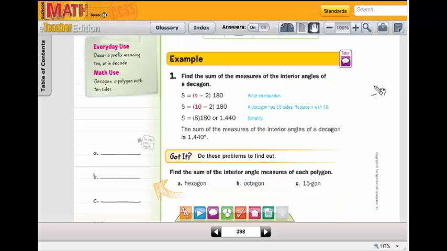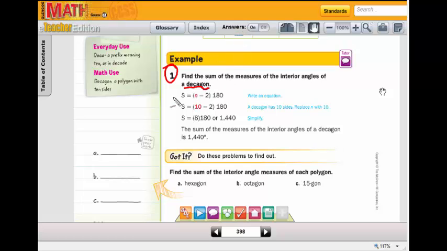So let's take a look at a sample problem here. Problem number 1. It asks us to find the sum of the measures of the interior angles of a decagon. Now, if you don't know this, you could easily just use your computer, look it up, or check in the back of the book. I don't know if this one's back there or not, but a decagon has 10 sides.